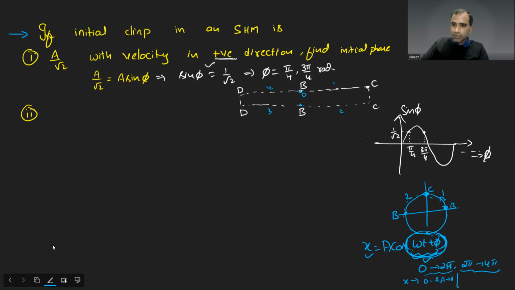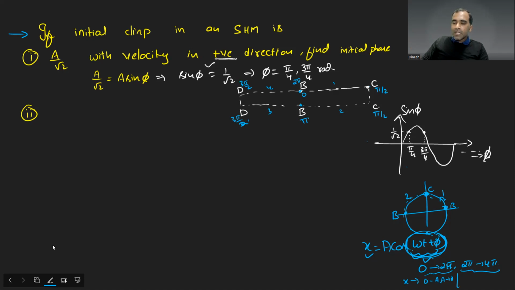If you think of this as 0, this phase will be pi by 2, this phase will be pi, and from here it is 3 pi by 2, and from 3 pi by 2 it becomes 2 pi. After 2 pi radians, the same thing repeats. From 2 pi it is the same as 0, and again the same thing repeats.